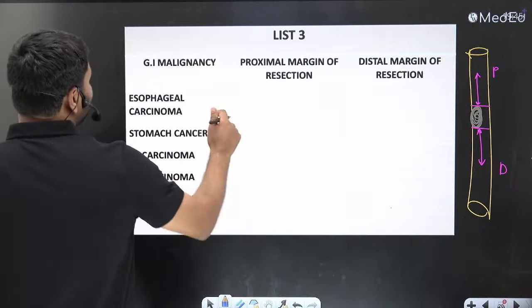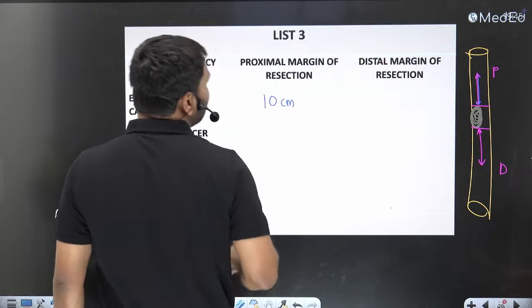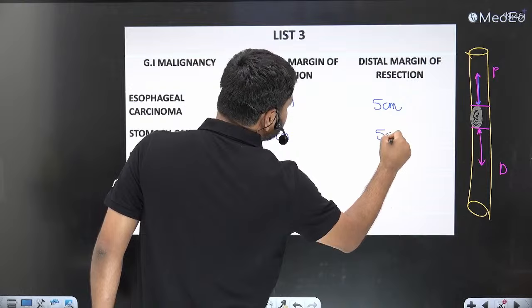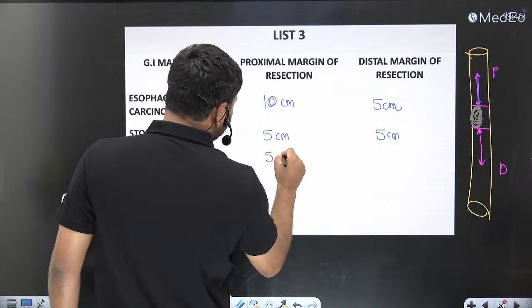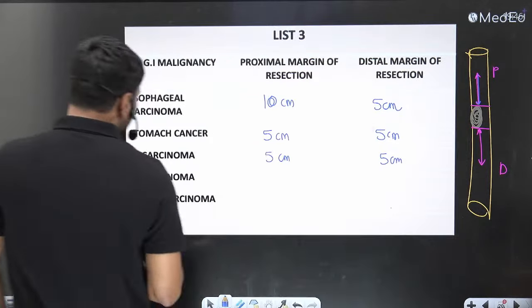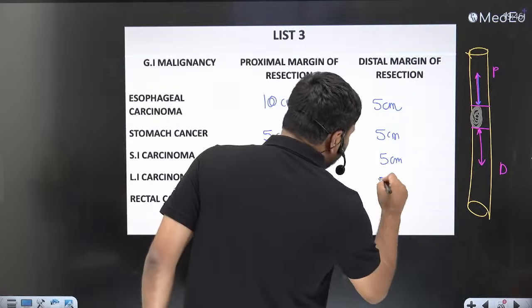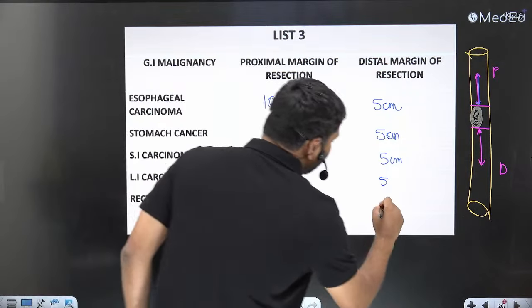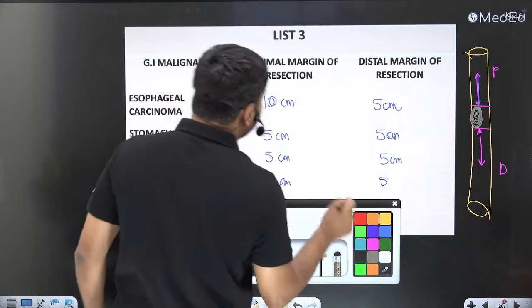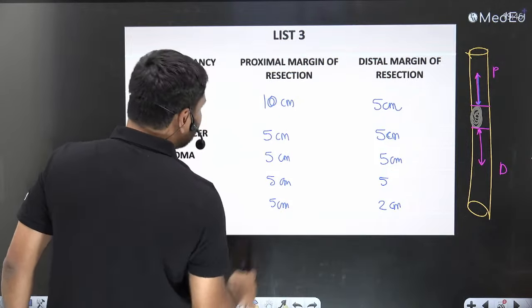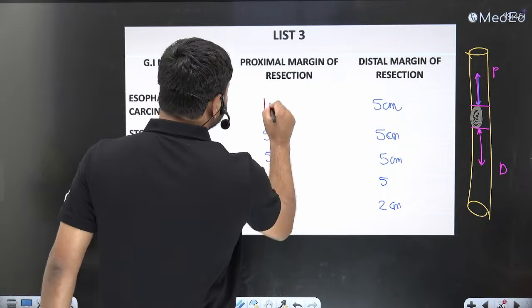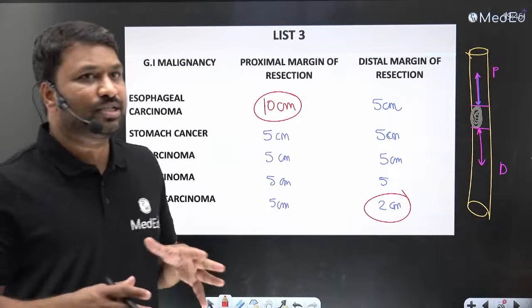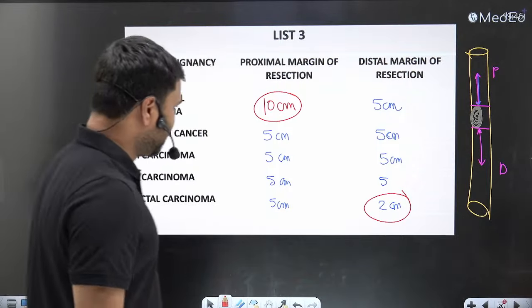Now, when you have esophageal cancers, what is your proximal margin of resection? That is going to be 10 centimeters. Distal margin is going to be 5 centimeters. For stomach, it is 5 centimeters proximal, 5 centimeters distal. For small intestinal adenocarcinoma, 5 proximal, 5 distal. For large intestinal adenocarcinoma, 5 proximal, 5 distal. For your rectal cancer, it is going to be 5 centimeters proximal but 2 centimeters distal. This is the skewed data that you have to remember: 10 centimeters proximal for esophageal cancer and 2 centimeters distal for rectal cancer, right? These are the margins that you have to make sure you remove. Okay? So this is your list number three.